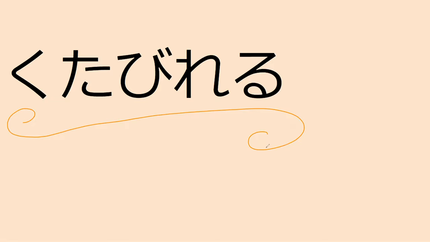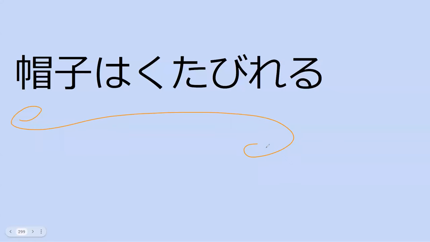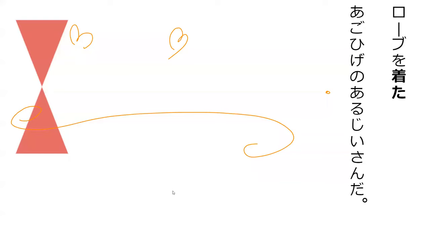Can you read the sentence for me? Boshi wa kutabireru. What does that mean? I mean the hat is worn out. Exactly. It's a worn out hat. Yep, perfect. Do you remember how this is read? Put on. Ita. So this is a short key. Robokita. Robokita.